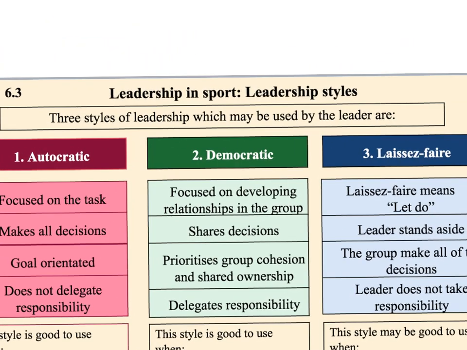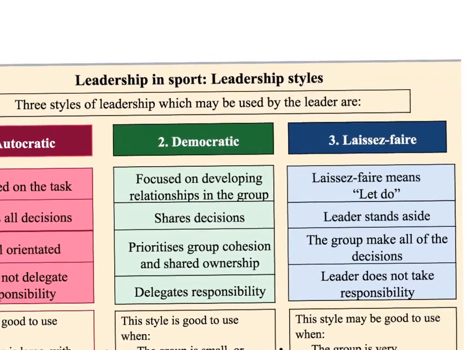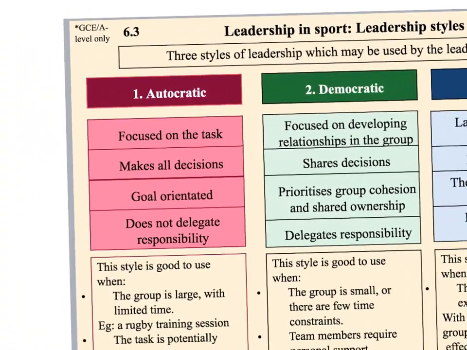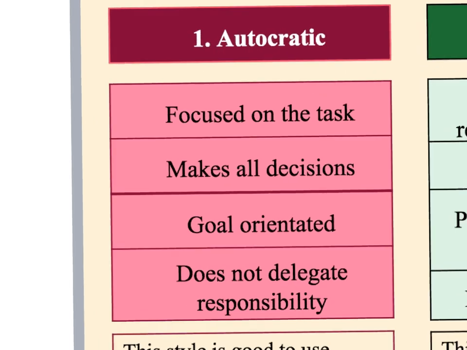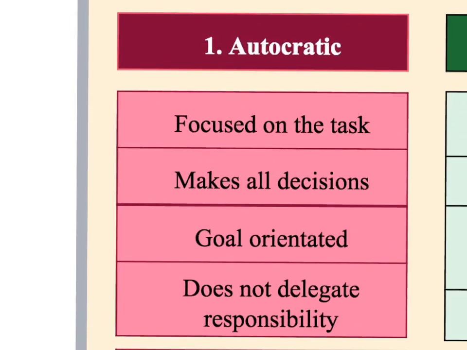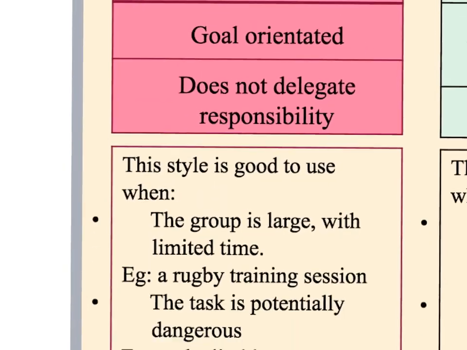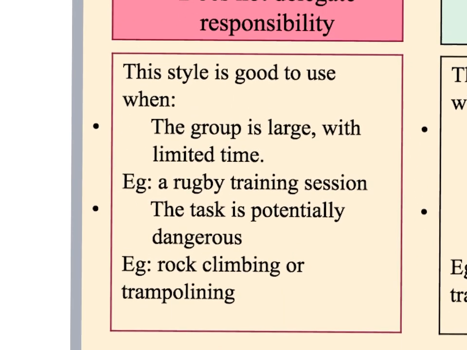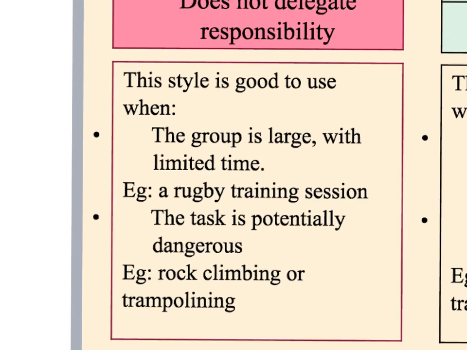So the leadership styles that we need to know for A Level PE are the three types here: autocratic, democratic and laissez-faire. So autocratic, focused on the task, makes all the decisions, goal orientated and does not delegate any responsibility. These are the reasons why it's good. The style is good to use when the group is large with limited time. For example, rugby training session, the task is potentially dangerous, or rock climbing or trampolining.